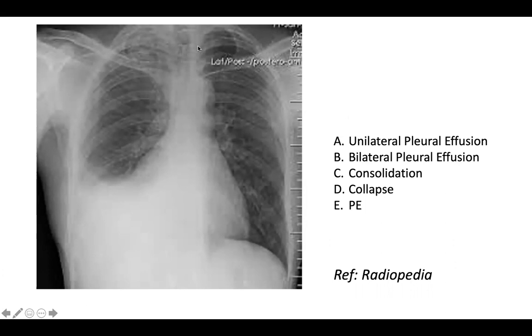Fantastic. So this is what we're talking about. This is a unilateral pleural effusion. This is a very obvious one. If we look on that right side, we've got a clear, I would describe it as a homogeneous opacity, obscuring the diaphragm. And it has a meniscal appearance as well, that tilting upwards. So that's definitely a pleural effusion.